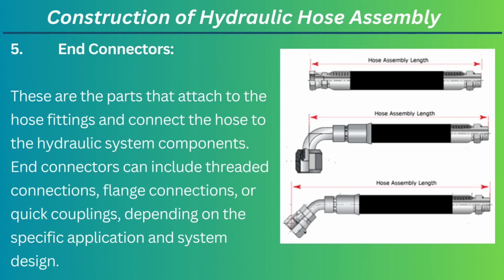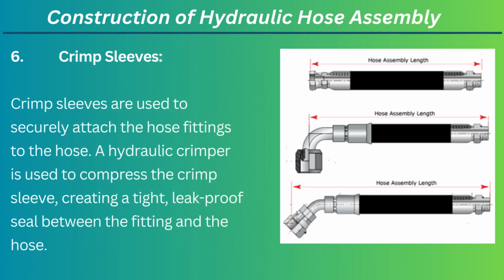5. End connectors. These are the parts that attach to the hose fittings and connect the hose to the hydraulic system components. End connectors can include threaded connections, flange connections, or quick couplings, depending on the specific application and system design. 6. Crimp sleeves. Crimp sleeves are used to securely attach the hose fittings to the hose. A hydraulic crimper is used to compress the crimp sleeve, creating a tight, leak-proof seal between the fitting and the hose.